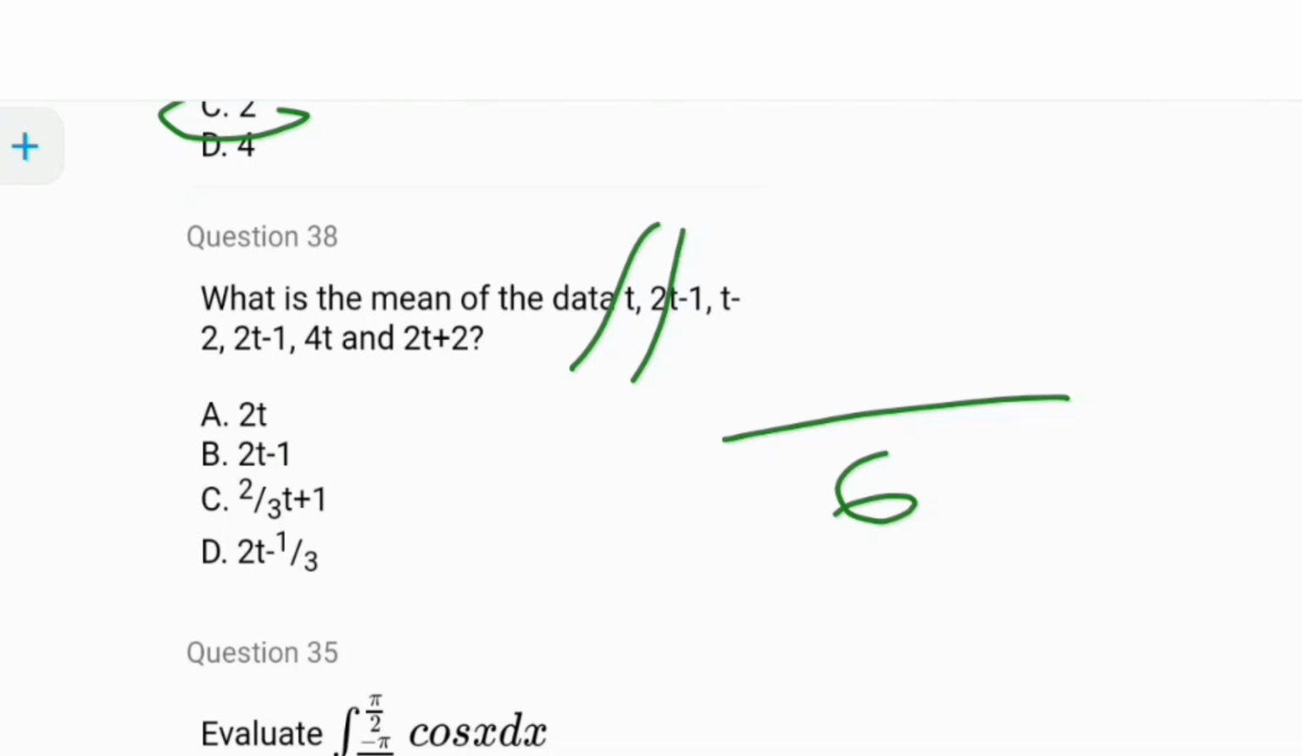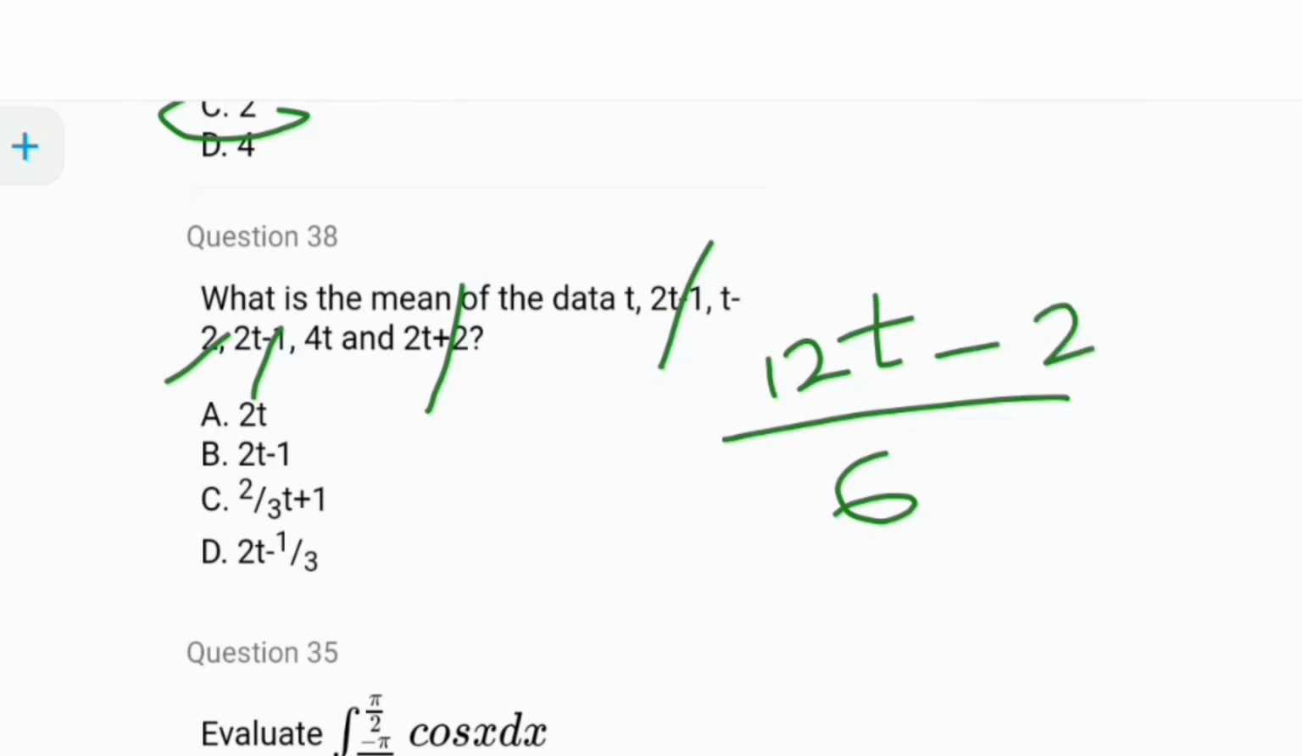That's 3t. 3t plus t, that's 4t. 4t plus 2t, that is 6t. 6t plus 4t, that's 10t. 10t plus 2t, that's 12t. Okay, so the number of t there is 12t. Then let's count for the ordinary numbers now. So you have minus 1, minus 2. This is minus 2 here. Take note, this is minus 2 here. That will give you minus 3. Minus 3 minus 1, that will give you minus 4. Then this one has plus 2. Minus 4 plus 2, that will give you minus 2. So the total will be 12t minus 2.